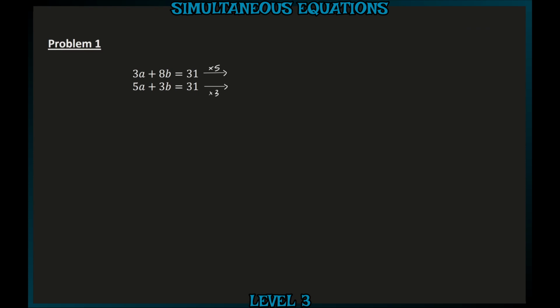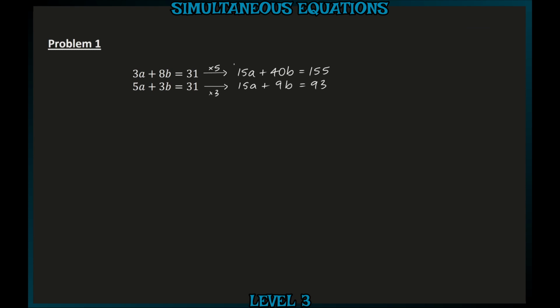So starting with the first equation, 3a times 5 is 15a, 8b times 5 is plus 40b, and 31 times 5 gives us 155. In the second equation, 5a times 3 is 15a, 3b times 3 is plus 9b, and 31 times 3 is 93.